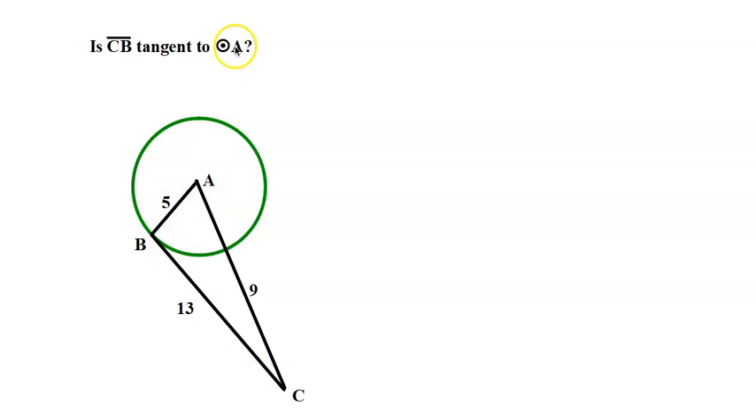We know that A is the center of the circle because that's the name of the circle. So we know that 5 is the radius. This segment here is 9, and BC has a length of 13. Well, if segment CB is tangent, that means that this has to be a right angle, which means we have a right triangle. And if we have a right triangle, then we can test this with Pythagorean theorem, right?